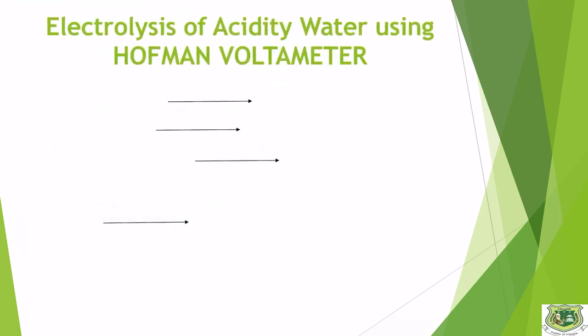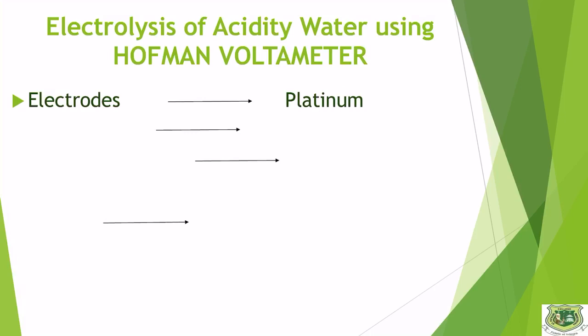The next one is electrolysis of acidified water. Another name for electrolysis of acidified water is dilute tetraoxosulfate 6. The apparatus used is known as Hofmann's voltameter. In your notes, you see the diagram. The Hofmann voltameter is made up of 2 platinum foil electrodes. You can see it there.